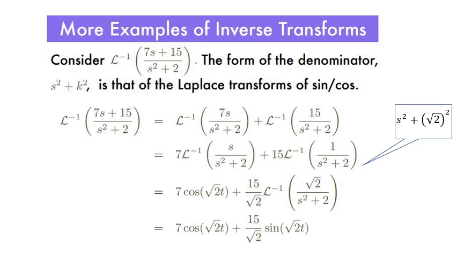Now that is in the standard form. So directly you can write the value. 7 into cos root 2t. Now 15 into, and that is sine root 2t by root 2.